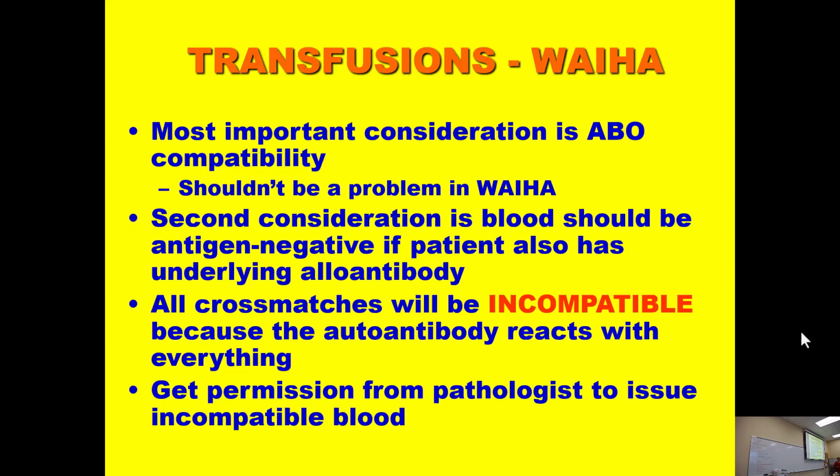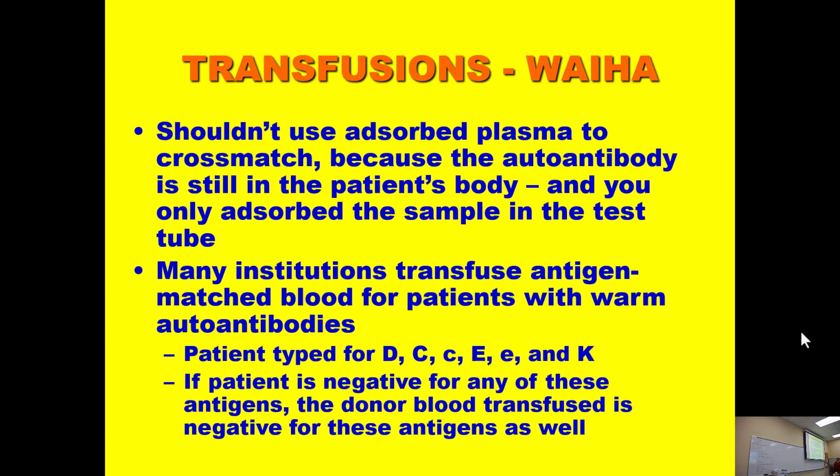So all cross matches are going to be incompatible, so you're going to have to get permission from your pathologist to issue incompatible blood. It's never fun. So most of the time it's like a little statement in your computer, most compatible, least incompatible, something along those lines. You should not use absorbed plasma to cross-match because the autoantibody is still there. So you can't just say, oh, well, it's not there and use that instead.